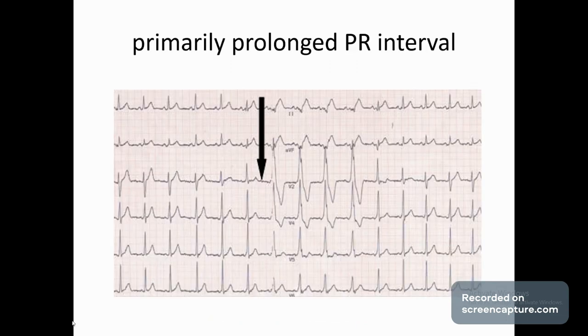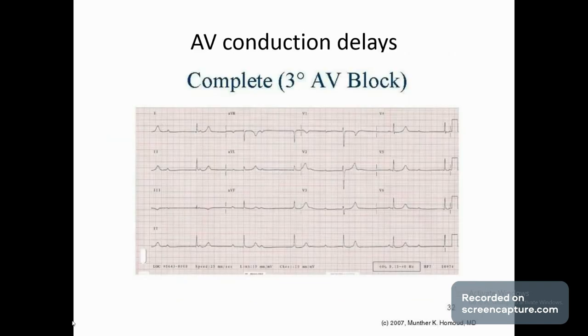And these are the pictures you see here. Primarily, the PR interval is increased. Normally it is 0.18 second; here it is 0.24, 0.22 second. It can lead to third degree heart block, complete heart block. You see here severe bradycardia with AV dissociation.